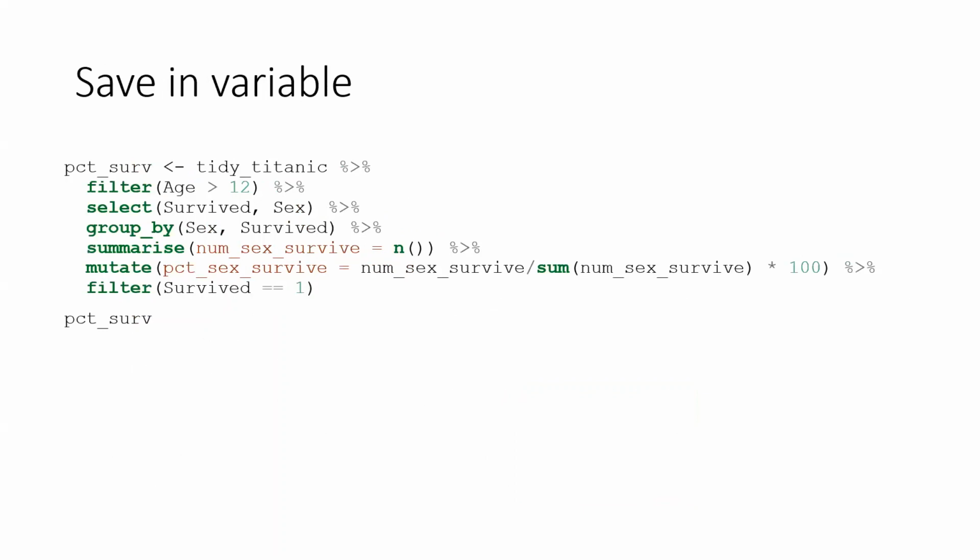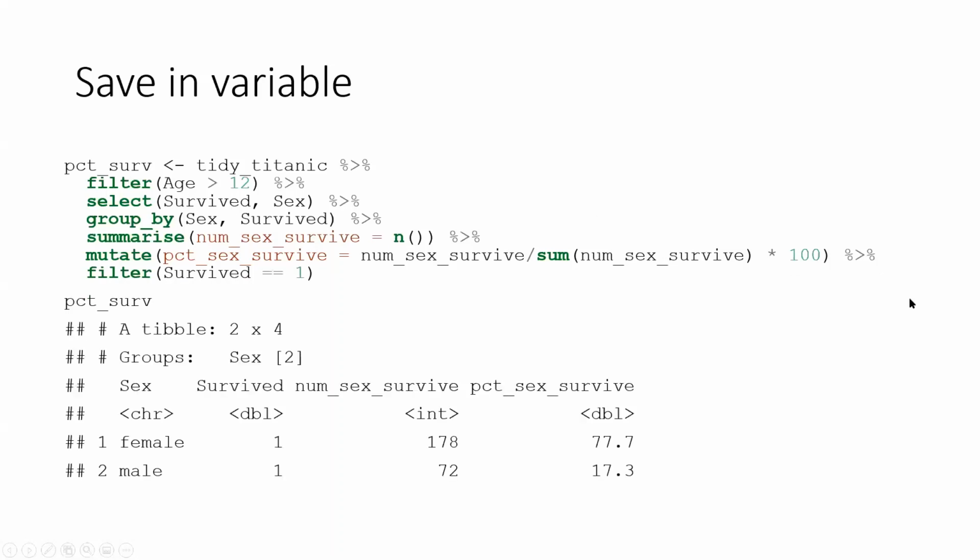One of the ways that you can use this more practically is you can save the results of this analysis in a variable. So in this particular case, I'm saving this in the variable pctserve. And when I print that to the screen, I can see it still holds all the results that I showed previously.